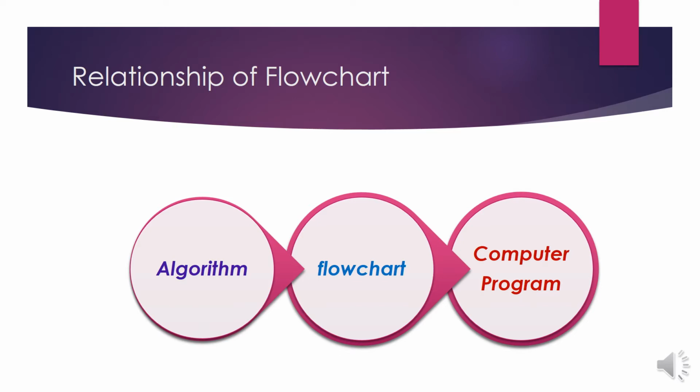It is clear from the relationship of flowchart that whenever we face any problem, in the first phase we will make an algorithm. In the second phase, we represent the algorithm that we already created in the first phase into the flowchart, and then we will make the computer program for the problem that we face.